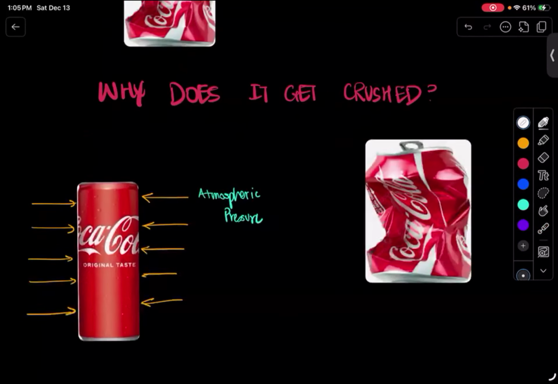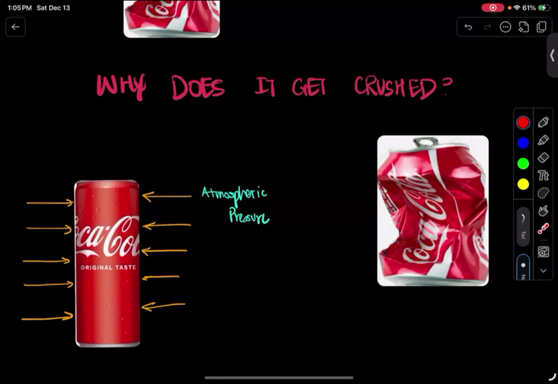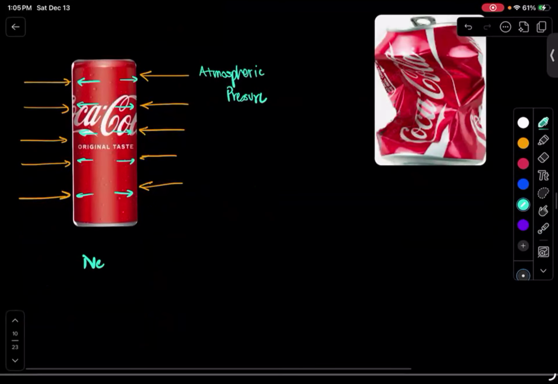Now, it wasn't being crushed initially because the forces from inside were being balanced out with the forces from outside, right? Because there was an atmospheric pressure in the can as well. You had air inside that was pushing outwards as well. And because these forces were being balanced, the net force is zero. And if the net force is zero, then obviously it would not collapse.